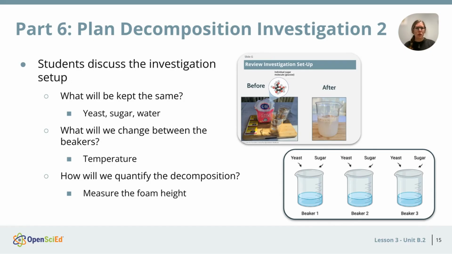Some of my students will be challenged with quantifying decomposition and coming up with how we can measure it. I always go back to, again, their experience with yeast, usually with baking. And I ask them, how do we know yeast is working if we're baking? And a lot of them will talk about, oh, we see the dough rise, we see it get bigger. And then I ask them, all right, how can we apply that idea to this lab? And then we as a class determine, oh, we can measure the foam height or how many bubbles the yeast is producing.